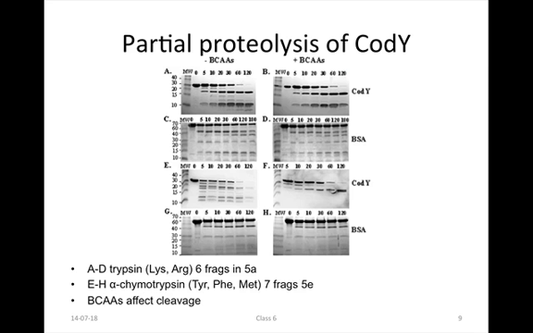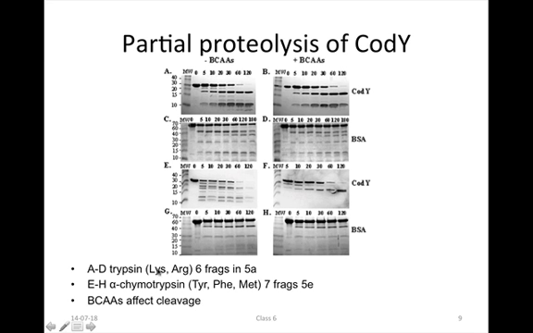All right, next picture is a proteolysis of COD-Y, and they did this to try and figure out is it structurally active, and what they're doing is they're adding branched amino acids. So without branched amino acids is on the left, and with branched amino acids is on the right. Top A and B is COD-Y, E and F is COD-Y again. A, B, C, and D is done with trypsin, and E through H is done with chymotrypsin.